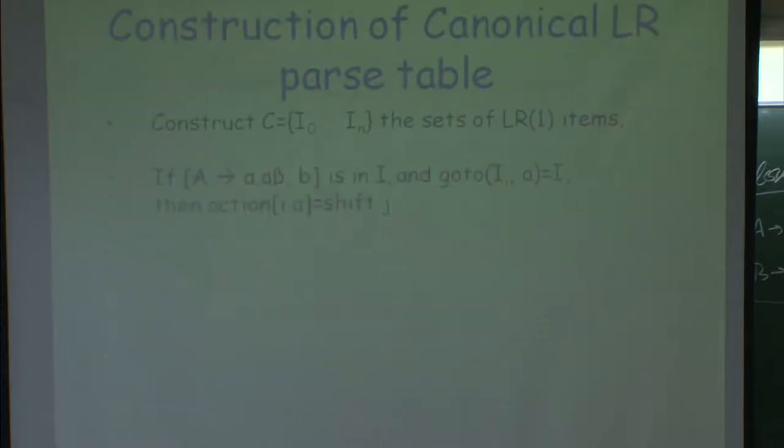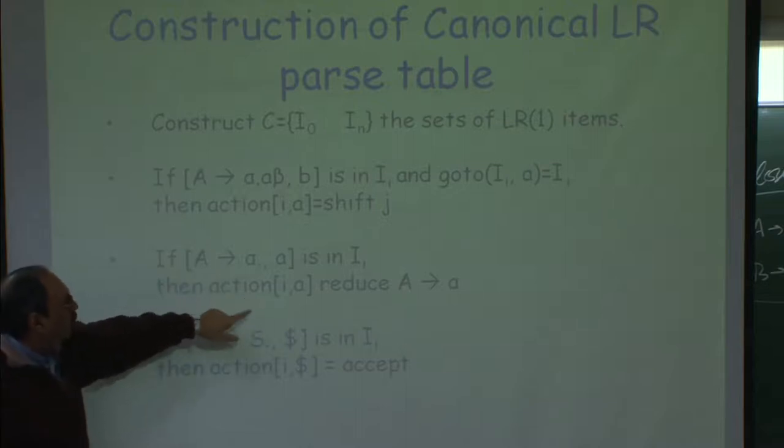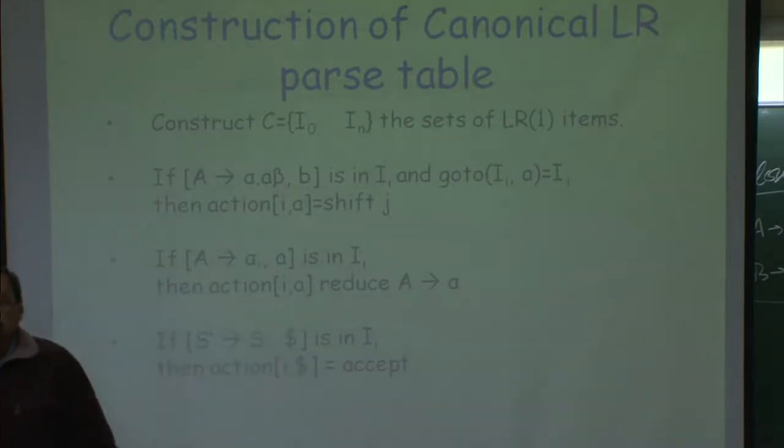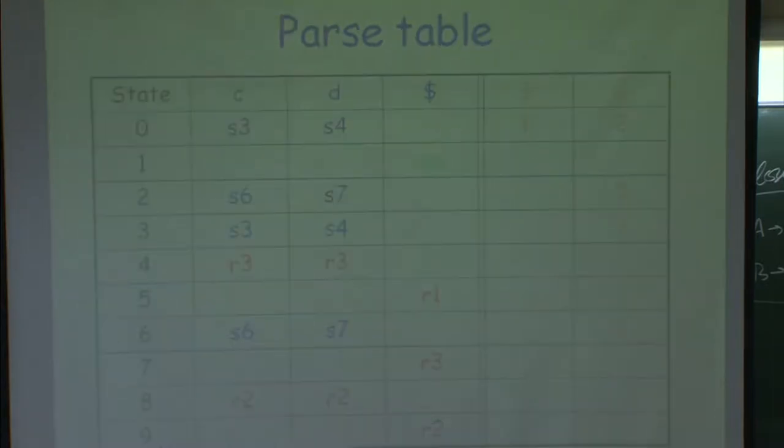And if I now construct the parse table, all my rules remain the same except this rule where we said that I am going to call for reduction when my look ahead symbol is A. My shift rule and go to rule did not change. They were the same as the SLR parse. And this is the kind of parse table I get.